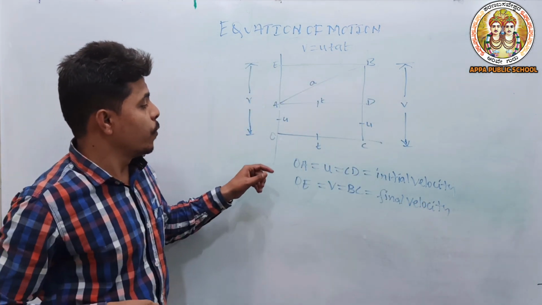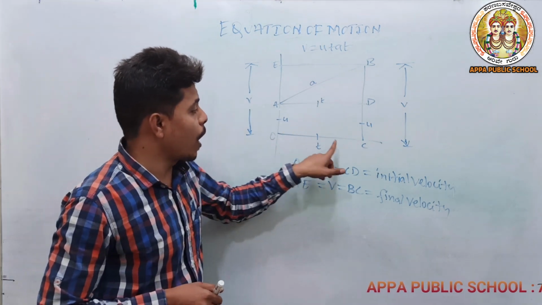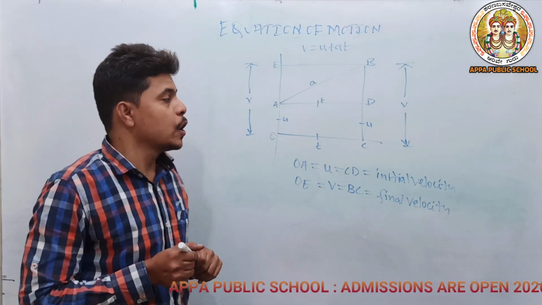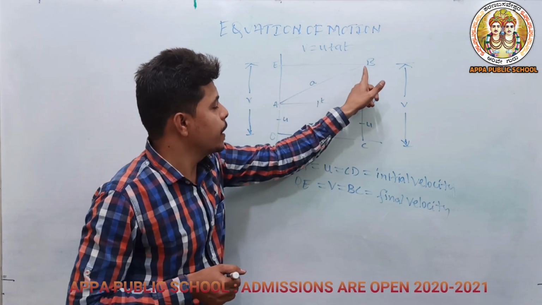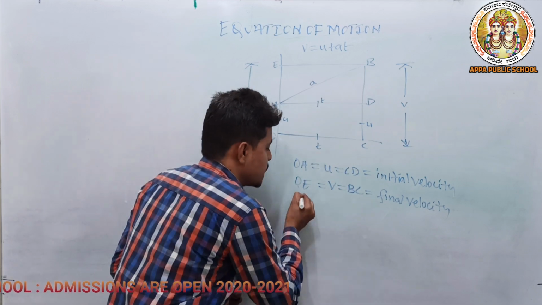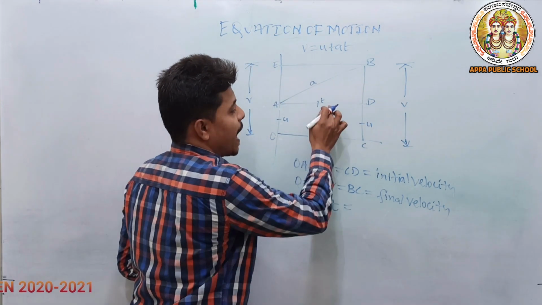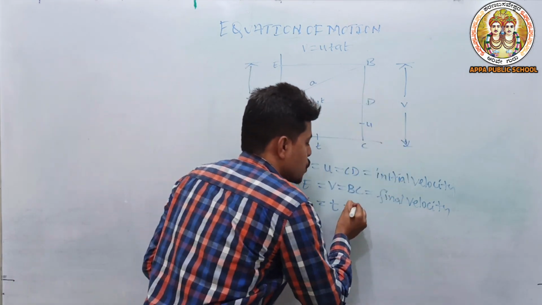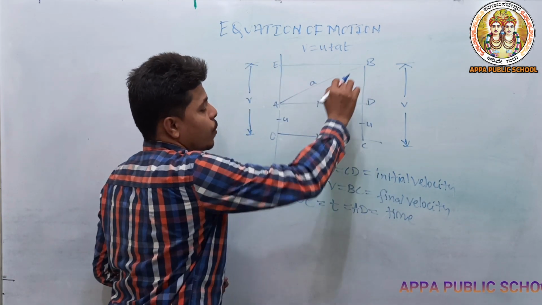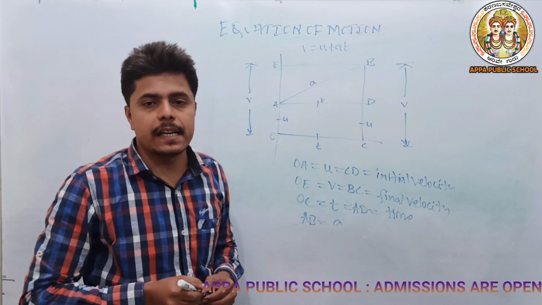So we came to know the initial velocity, we came to know the final velocity. Now OC, which is on the x-axis, is nothing but the time taken. The graph AB is covered under the time OC. So we are going to write OC = t = AD, which is parallel to OC. These two are nothing but the time taken. And also we write AB = a, small a, that is the acceleration.